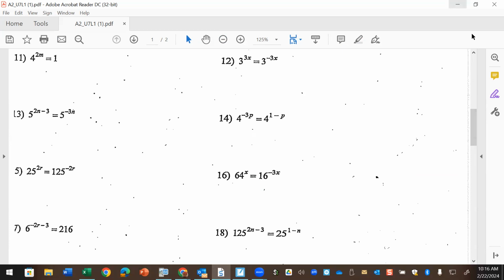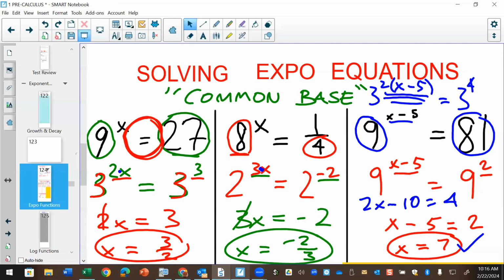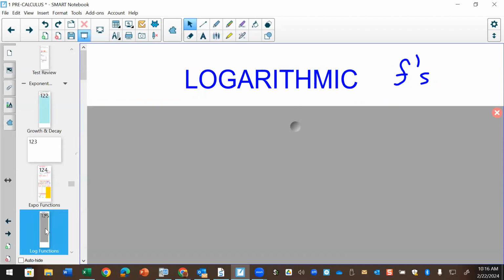Let's go to the last roundup today. Logs. Okay, chopping wood here. Got plenty of logs. Exactly. Get a fire. I don't know. Let's start the logarithmic functions.